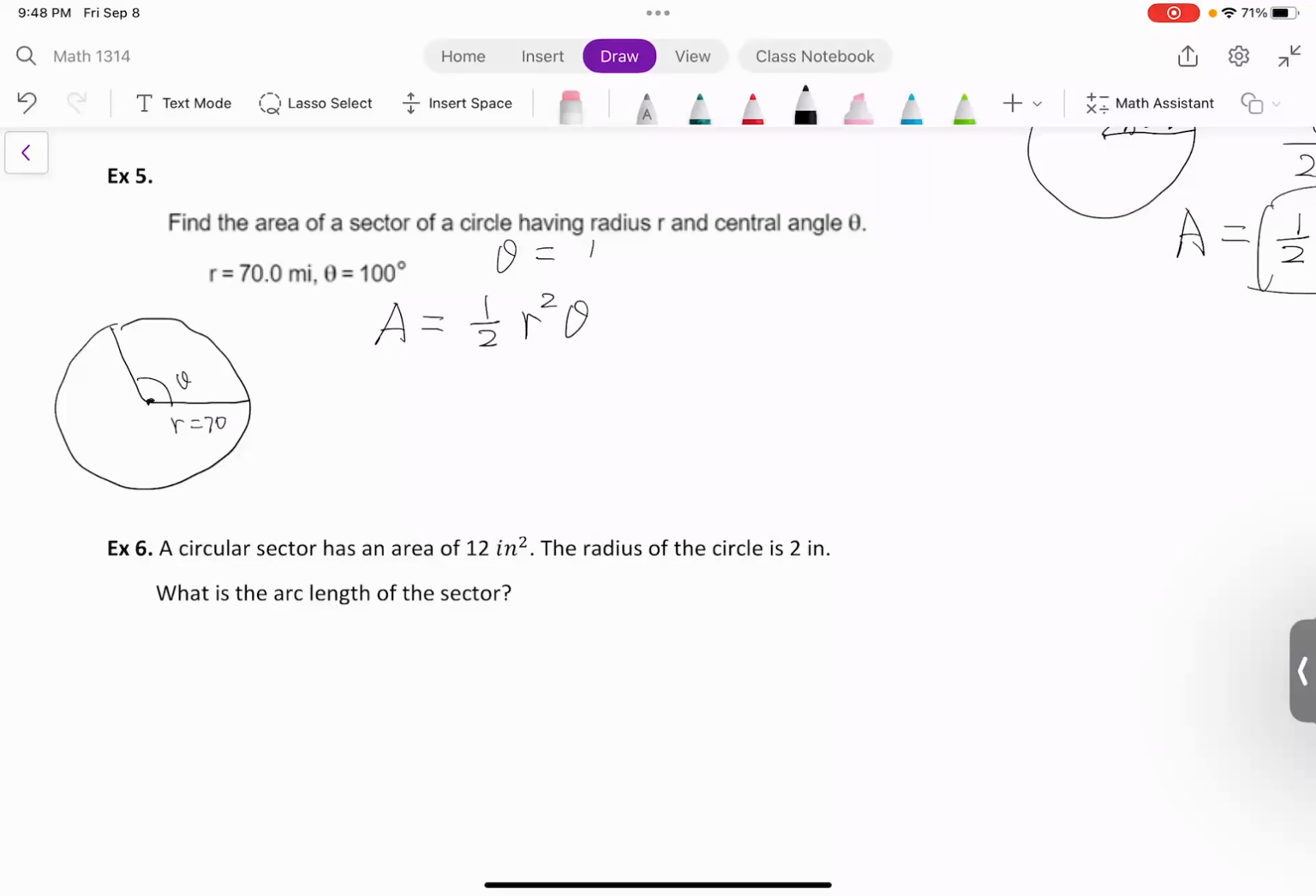So I convert it to radian mode: 100 degrees times pi over 180 degrees. Do the cancellation, and I have 5 pi over 9. Yes, it's 5 pi over 9. All right, put it in the formula: A equals 1/2 times r, r is 70, squared, times 5 pi over 9.